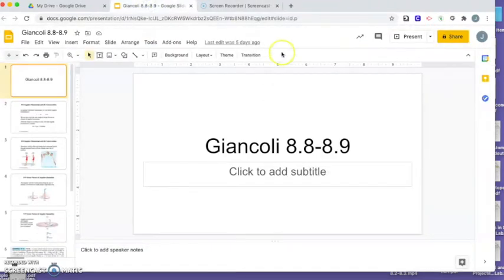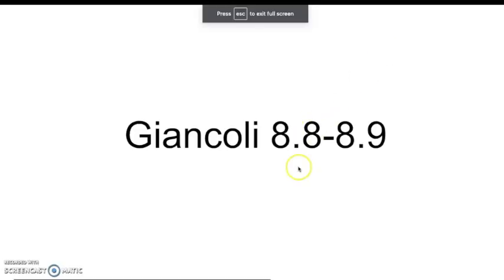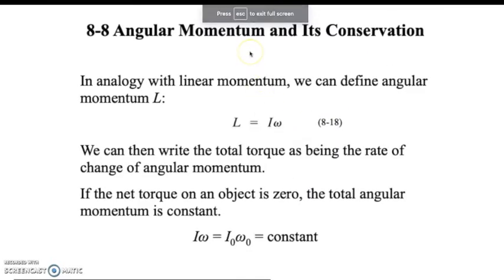Okay, so lastly, when we talk about angular and rotational motion, we need to talk about angular momentum. Like linear momentum, we can define angular momentum as moment of inertia times angular velocity. We can then write the total torque as being the rate of change of angular momentum. So if the net torque is zero, the angular momentum is constant. Okay? If net torque is zero, angular momentum is constant.